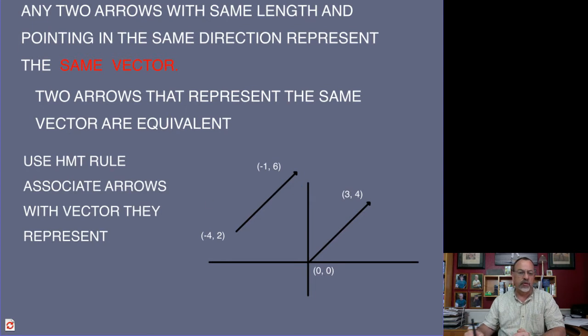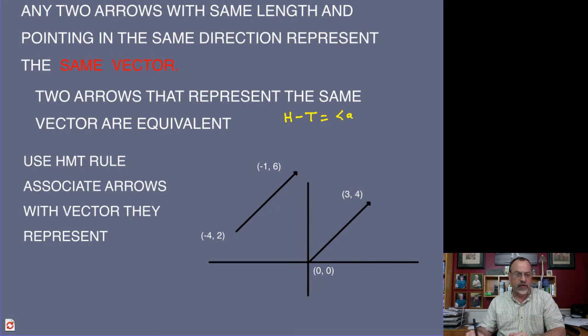Well, we're going to use what we call the HMT rule, or the head minus tail rule. If you take the head component A and you subtract the tail component A, that will give you the A component of the vector.